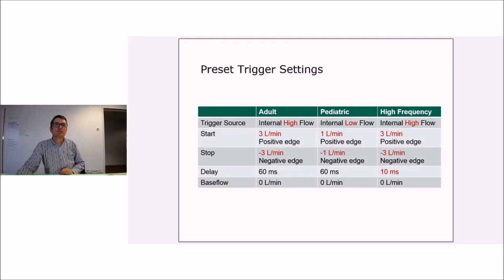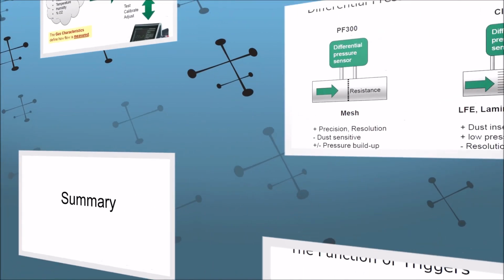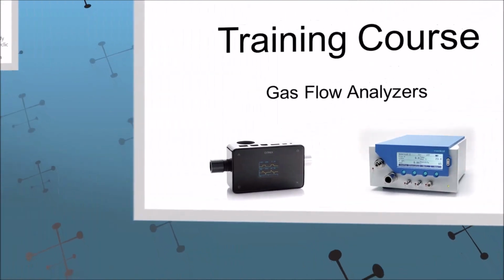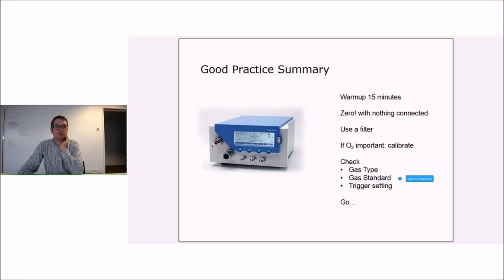We have 3 preset settings. One is adult, one is pediatric, and one is HFO, high frequency ventilation. And one of the mistakes is that people have their machine set to pediatric and are measuring adults, or vice versa. And these are the corresponding trigger settings, which I'm not going to rehash. Double check that no one has fiddled with your PF300, that no one has changed the standard gas type trigger settings if you use them at all.